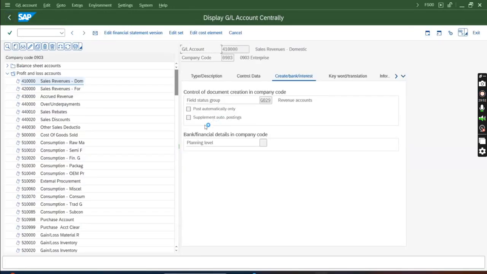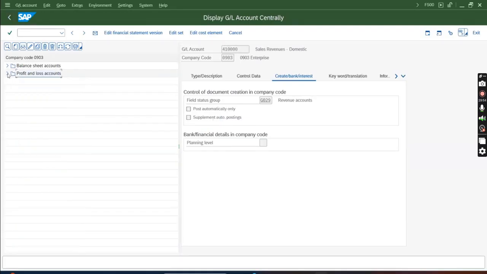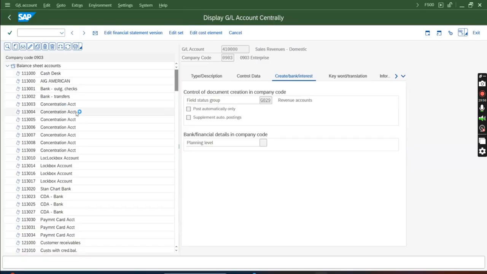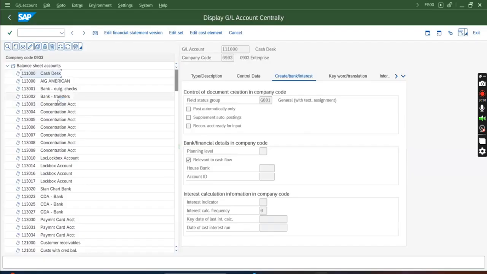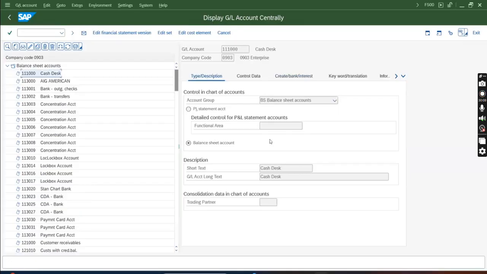So this is a revenue account, or profit and loss account. Now when I open a balance sheet account, you'll see the fields will be different. Say I open a cash desk, or maybe say a bank account. Just consider it as a bank account. When we talk about the cash desk, then I'll explain. So instead of a profit and loss account, it becomes a balance sheet account.